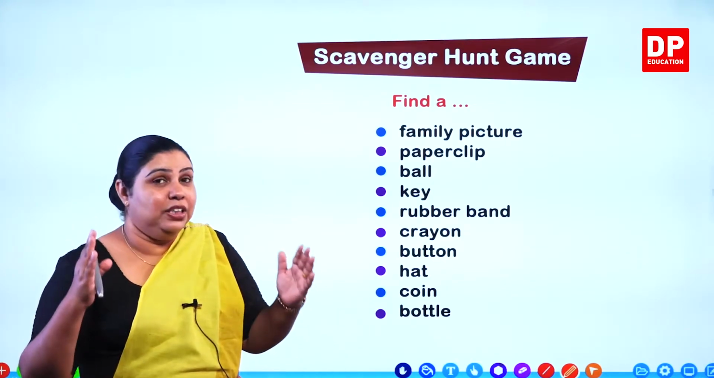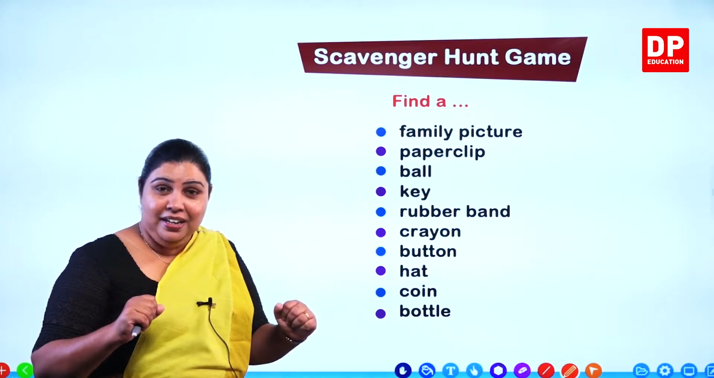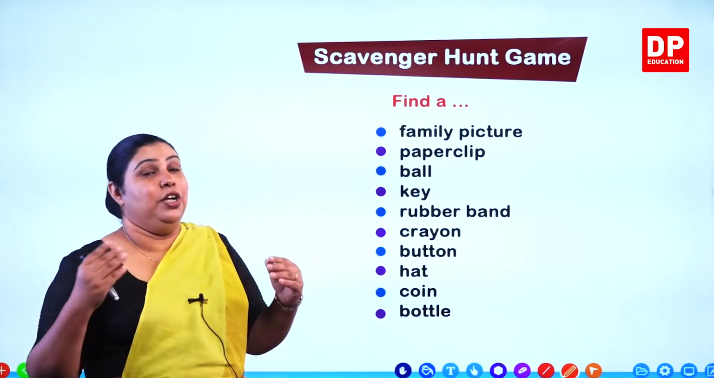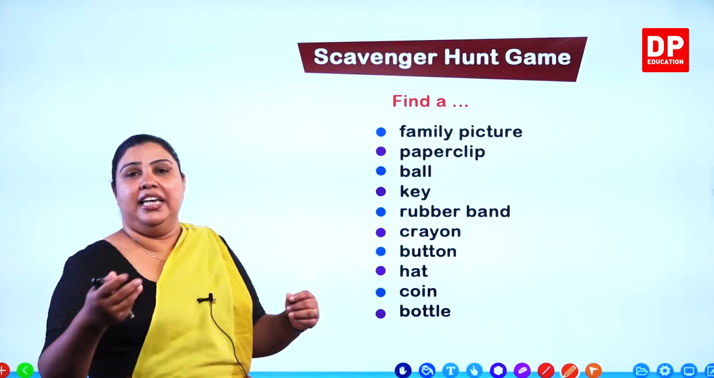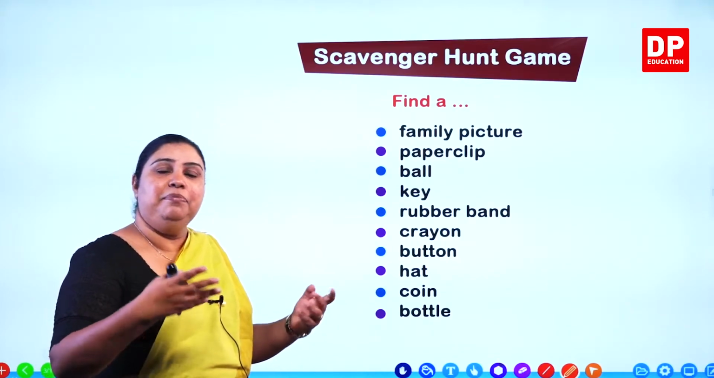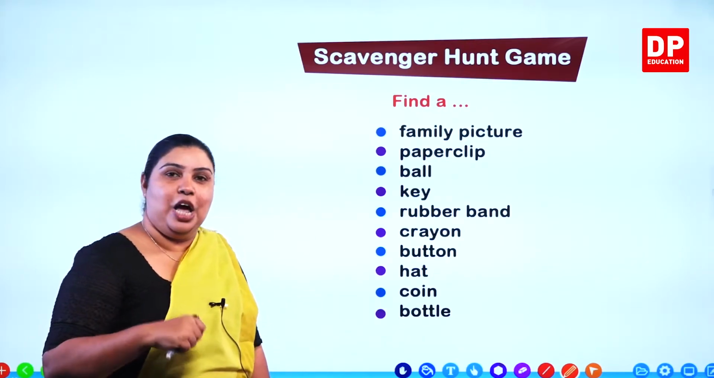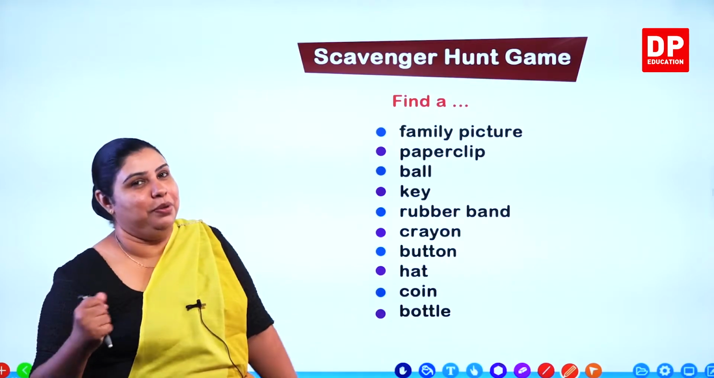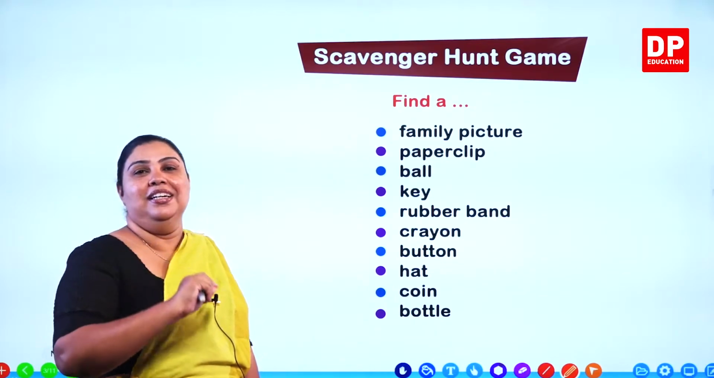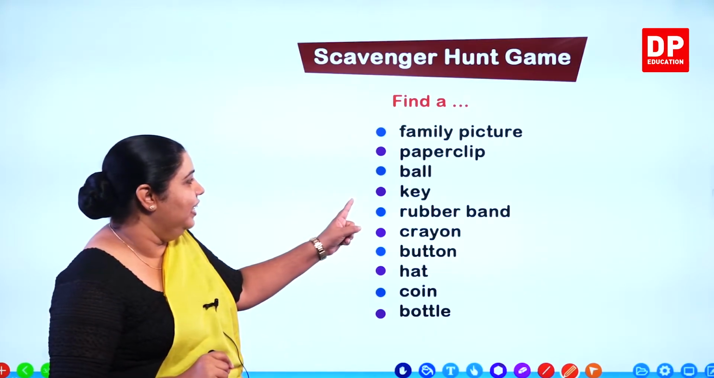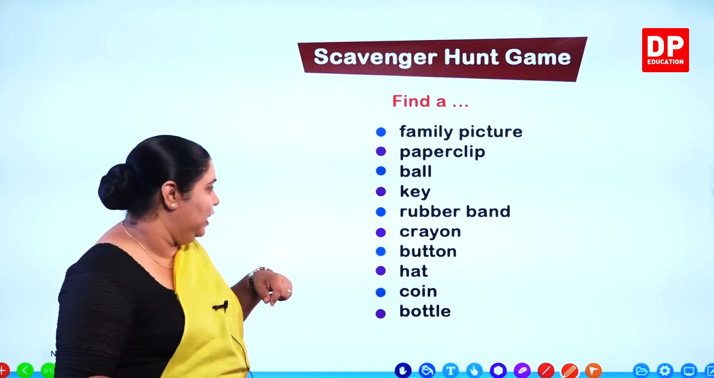Sometimes your fathers, when they come from office, might just keep their car keys, the keys of the vehicle, in any place they want to. And then what do they do? They keep looking for the keys. They put things everywhere and finally say they can't find it. So this is a good thing that you can do in order to keep your things in the proper place. So find a key. If you keep your key in the proper place, you can quickly find it.